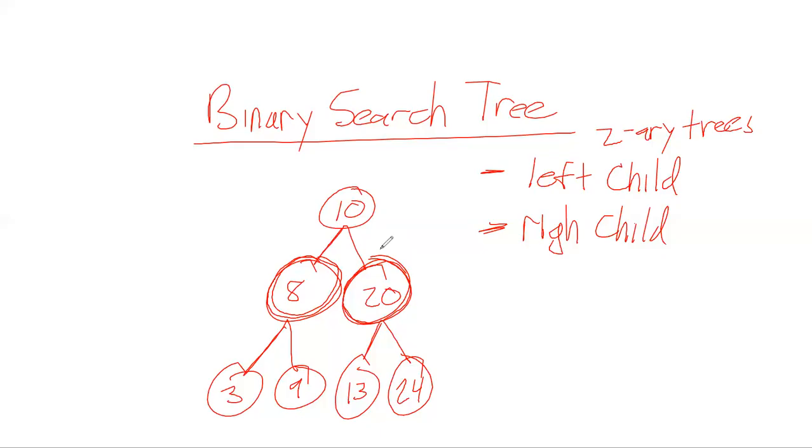Note that for every single node in this tree, except for the root, the left child is less than its parent's value, and the right child is greater than its parent's value. And this is true for each node in the tree, except for the root.